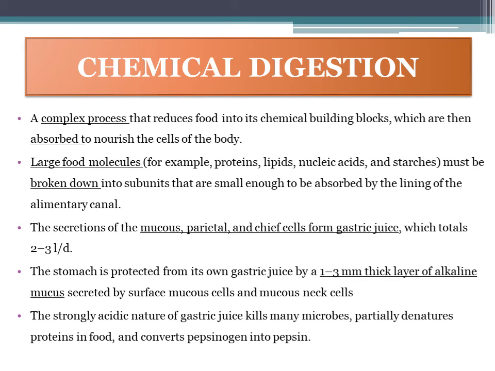As we know, gastric juice is highly acidic in our stomach, and as a functional adaptation to this, the stomach is protected from its own gastric juice by a 1 to 3 millimeter thick layer of alkaline mucus secreted by surface mucus cells and mucus neck cells. The strongly acidic nature of gastric juice can kill many microbes, partially denatures proteins in food, and also converts pepsinogen into pepsin.